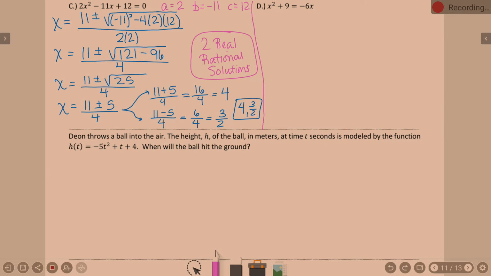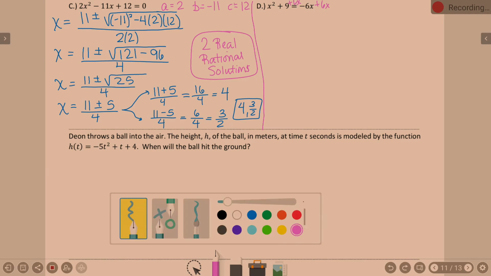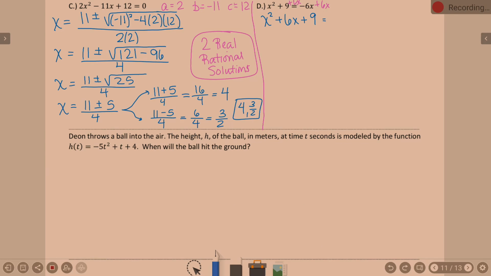Try D. Move that minus 6x over before you start. If it's a minus 6x, we're going to add 6x. How should I write the left side of the equation now? Good. X squared plus 6x plus 9 equals 0.